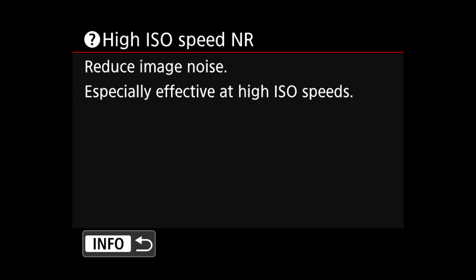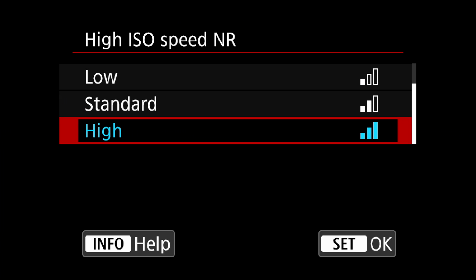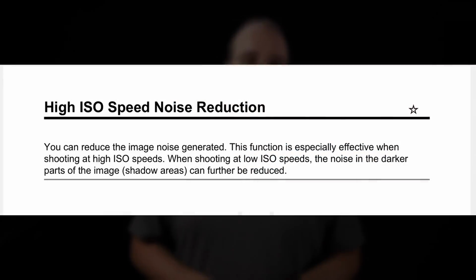Now, unfortunately, Canon provides very little information about what these settings do or how the noise reduction system works. In fact, if we go to the manual on page 218 where it talks about this, it simply says, you can reduce the image noise generated. This function is especially effective when shooting at high ISO speeds. When shooting at low ISO speeds, noise in the darker parts of the image, shadow areas, can be further reduced. This basically tells us nothing useful.